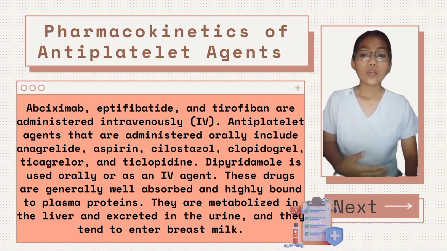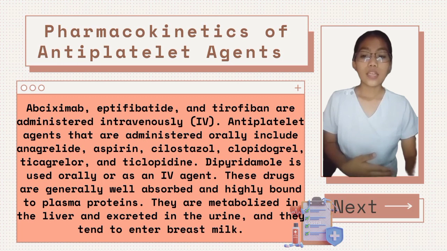Next is clopidogrel. It is rapidly absorbed and metabolized through a two-step process to generate a highly labile active metabolite that irreversibly binds to the platelet P2Y12 receptor when platelets pass through the liver. It has a half-life of 8 hours.